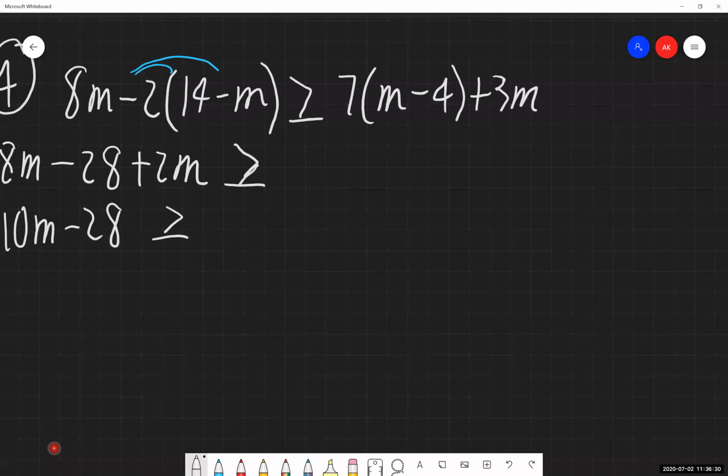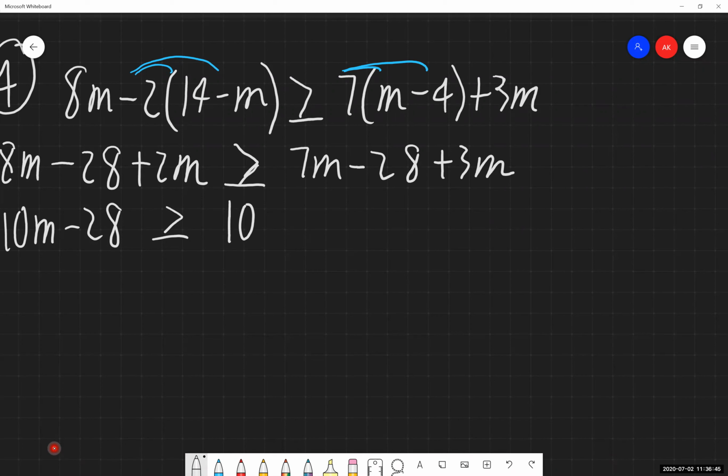On the right side, the 7 is distributing through. We're getting 7m minus 28 plus 3m. Combine like terms, and we're getting 10m minus 28.